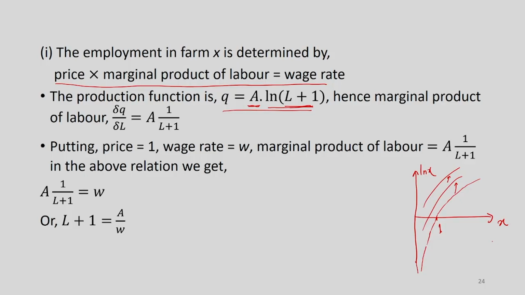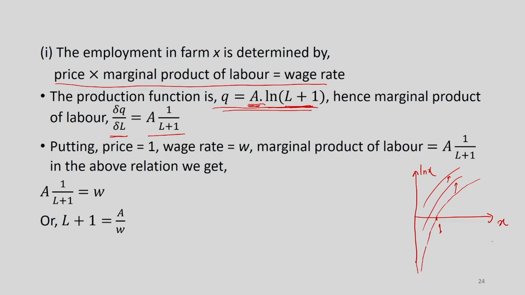Now, the main point is that we have to find out the marginal product of labor from this production function. Now, as we know, the marginal product of labor is found out by taking the derivative. Here it will be a partial derivative, because A might also vary. So, I take the partial derivative of Q with respect to L, and that gives me A divided by L plus 1, okay, simple derivative of a logarithmic function.